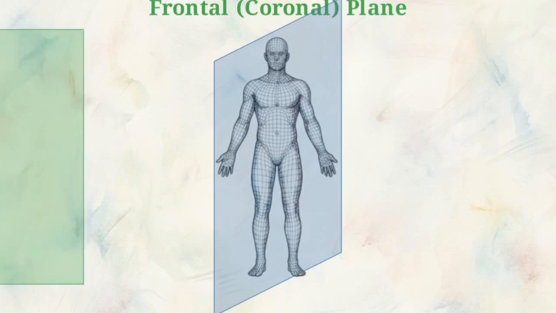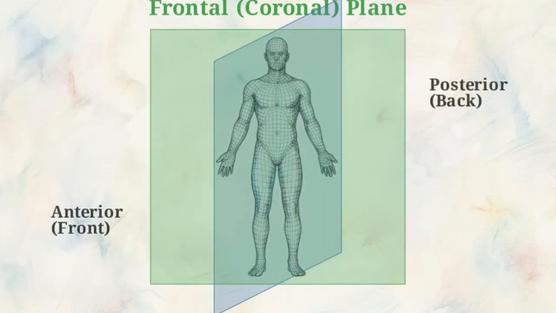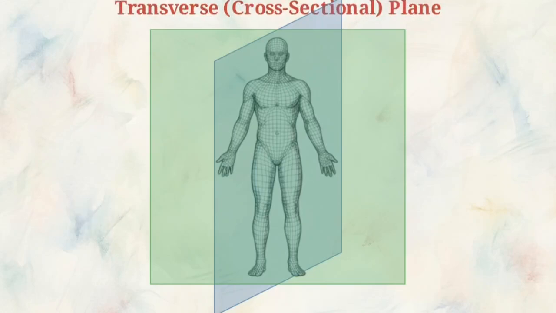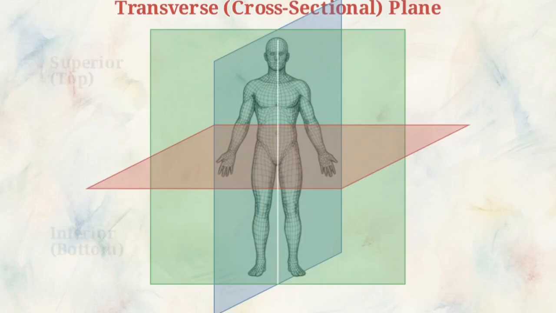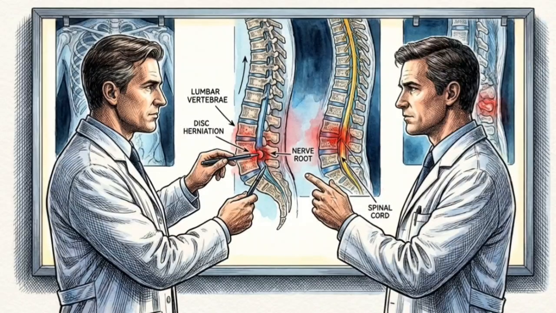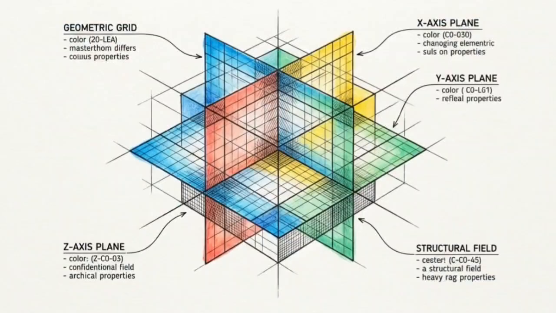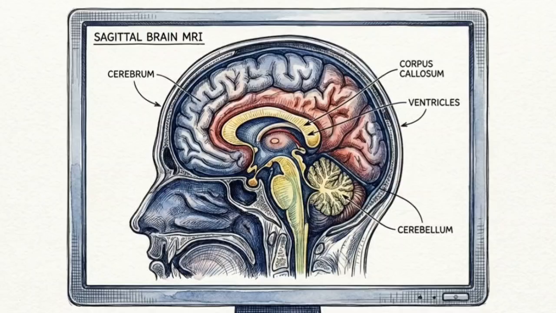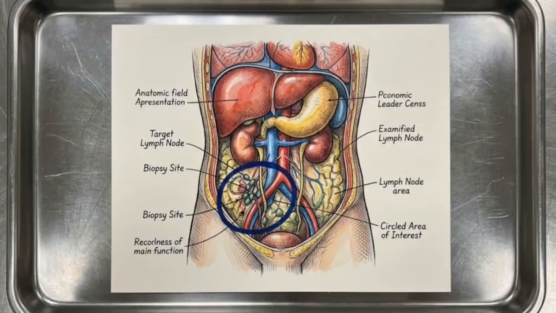This slices vertically to divide the anterior front from the posterior back. The third axis is the transverse or cross-sectional plane. This slices horizontally to isolate the superior top from the inferior bottom. Adopting these exact terms eliminates spatial ambiguity during medical diagnosis or surgical intervention. These planes provide the geometric grid used to interpret MRIs, CT scans, and surgical charts in modern practice.